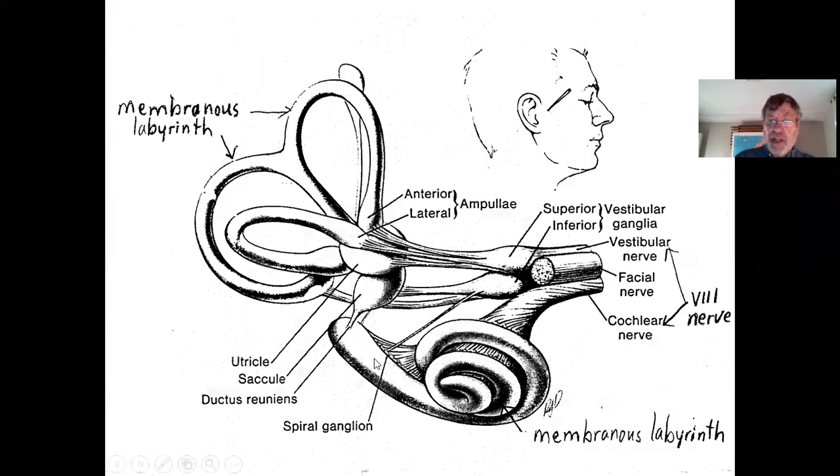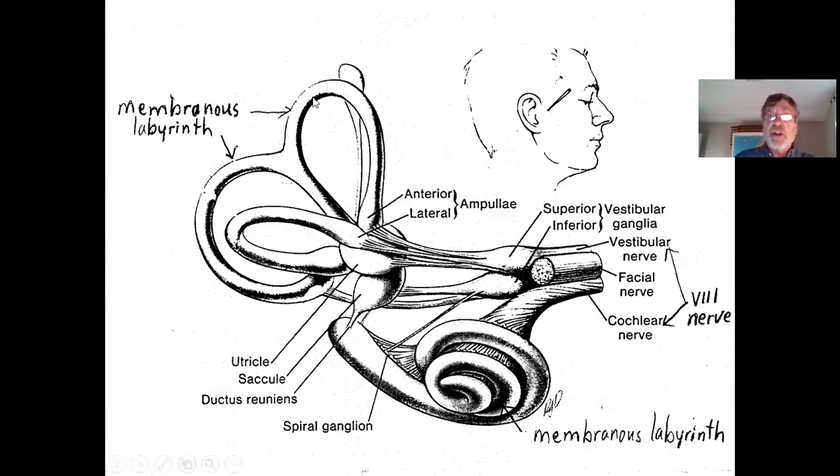Again, scala media of the cochlea. And look at this very closely. Do you see these little bumps? Those are the spiral ganglia. One short little axon goes from the spiral ganglia to the inner hair cells inside the scala media, and the other axon is much longer and goes to the brain stem. And remember, this is just showing you the membranous labyrinth. That's why I wrote this in here, membranous labyrinth. The bony labyrinth is taken away.